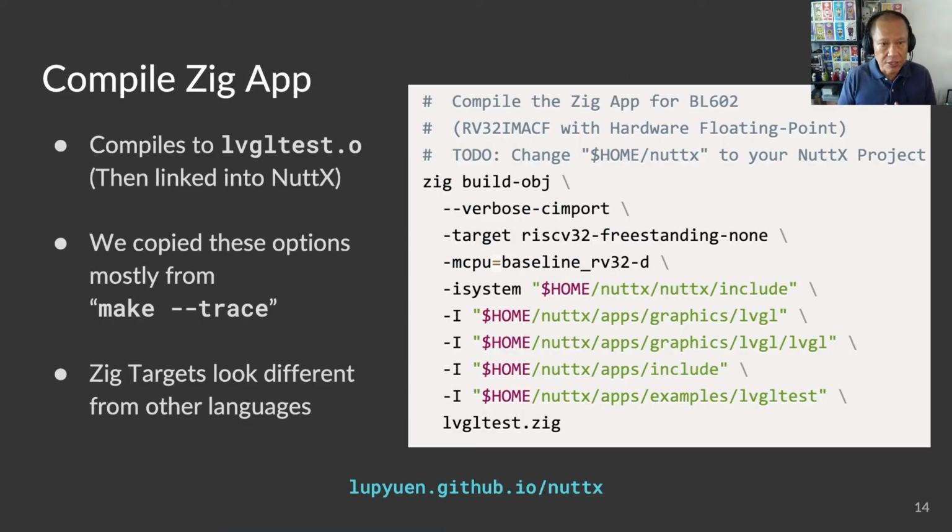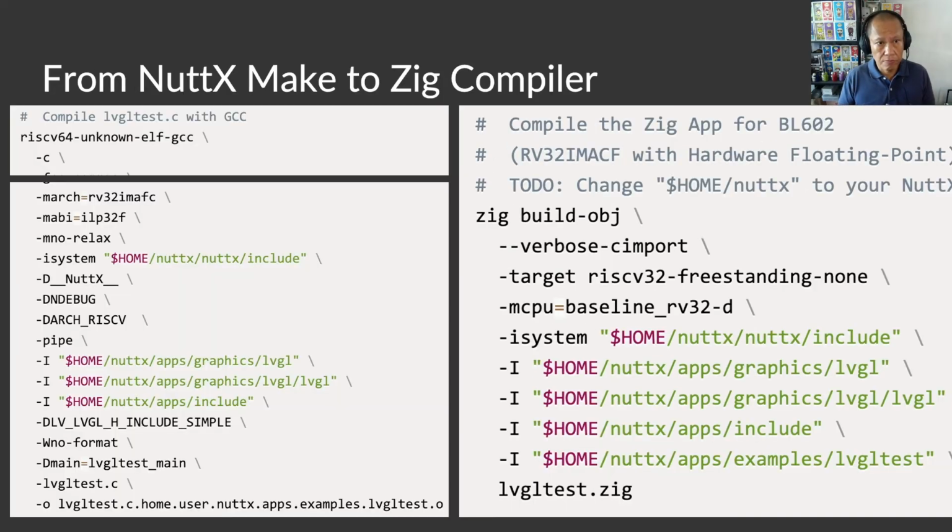To compile our Zig code for the RISC-V BL604 SoC, we run this command. Then we link the object file with NuttX. How did we get these compiler options? We copied them from NuttX, as observed with make trace. This is what we observe with NuttX and make trace. Here are the options that we copied from GCC to the Zig compiler.